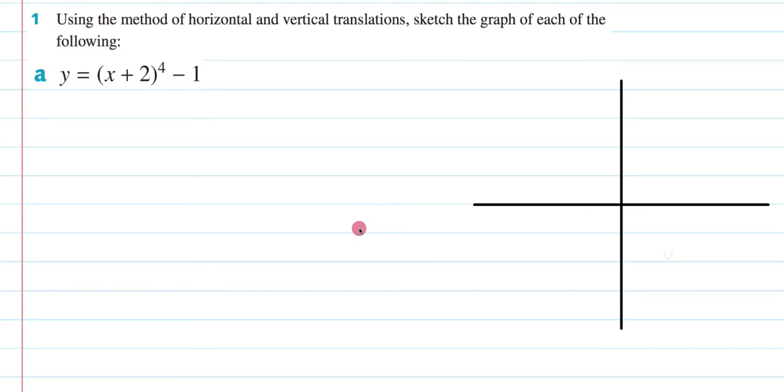We are working through exercise 6i, and in this video we will be answering question 1a, which says using the method of horizontal and vertical translations, sketch the graph of each of the following. And for a, we've been given y equals (x plus 2) to the power of 4 minus 1. The first thing that we're going to realize is that because it is in this form, we can immediately identify what the turning point is going to be.